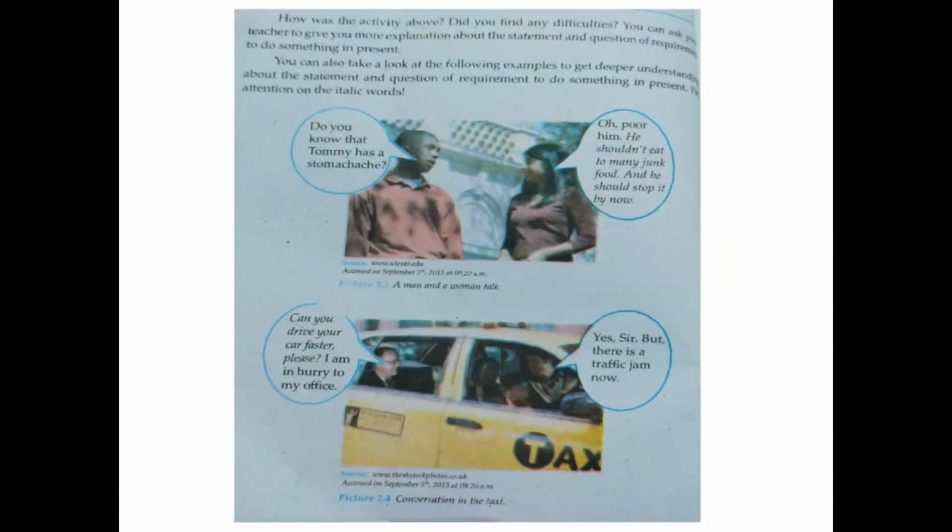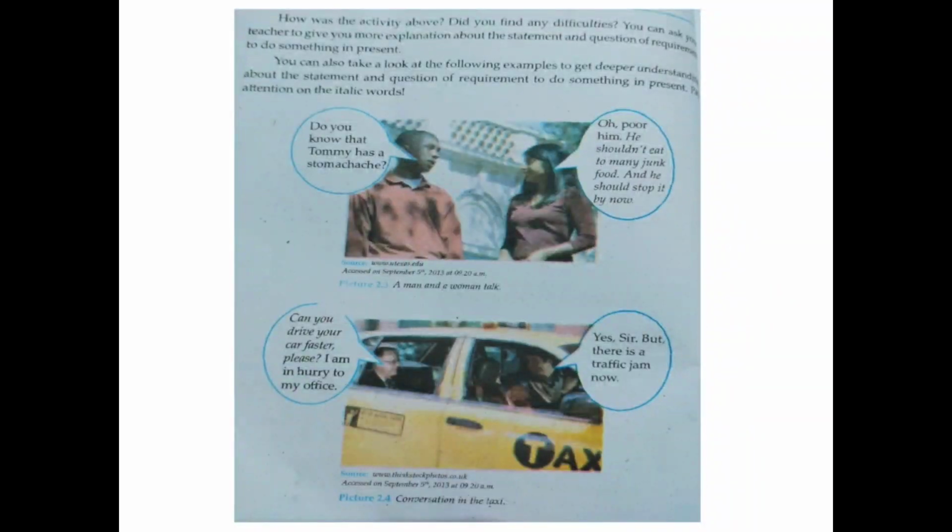How do you think about the activity? Did you find any difficulties after you made the sentences, you made some examples? Okay, you can ask me if you have more difficulties. You can contact me by using Google Classroom. Okay, do you understand? Okay, I will continue. You can also take a look at the following examples to get a deeper understanding about the statement and question of requirement to do something in present.